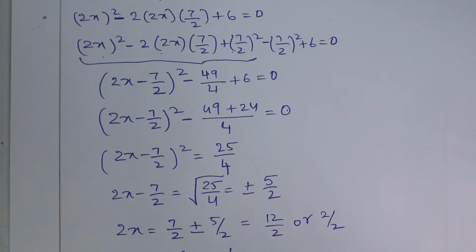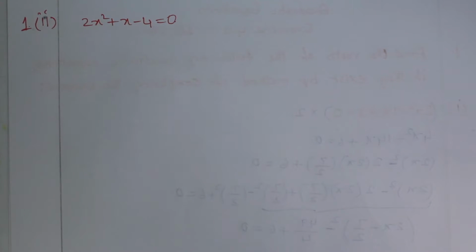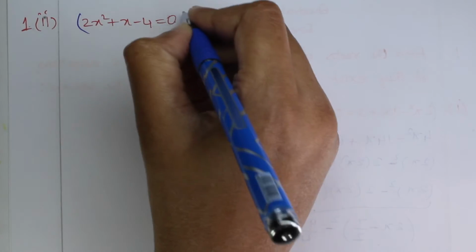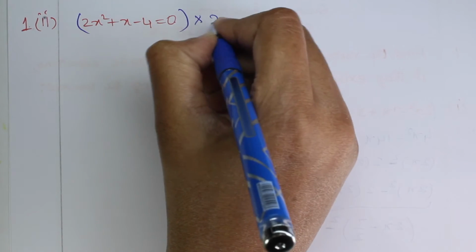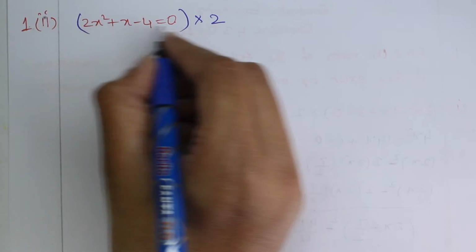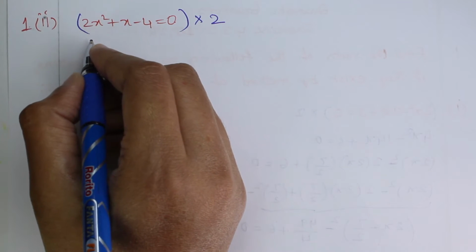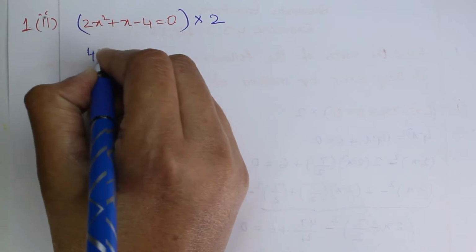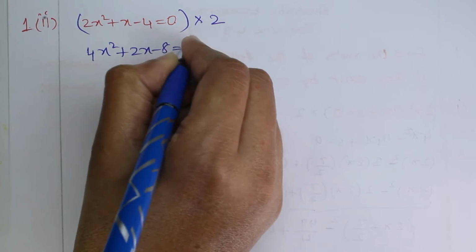Now let's move to the second problem in this question. 2x square plus x minus 4 is equal to 0. In a similar way, to write it in the form of a whole square, I am going to multiply it by 2. So if I multiply this equation by 2, 2x square becomes 4x square, and I can write it as 2x whole square, right? That's why I am multiplying it by 2. So it becomes 4x square plus 2x minus 8 is equal to 0.